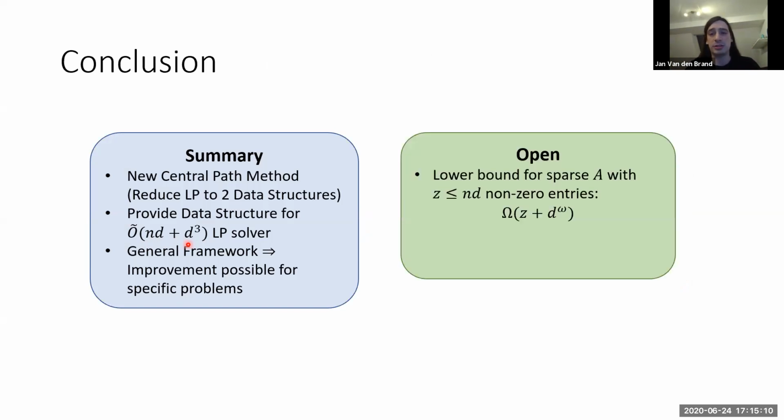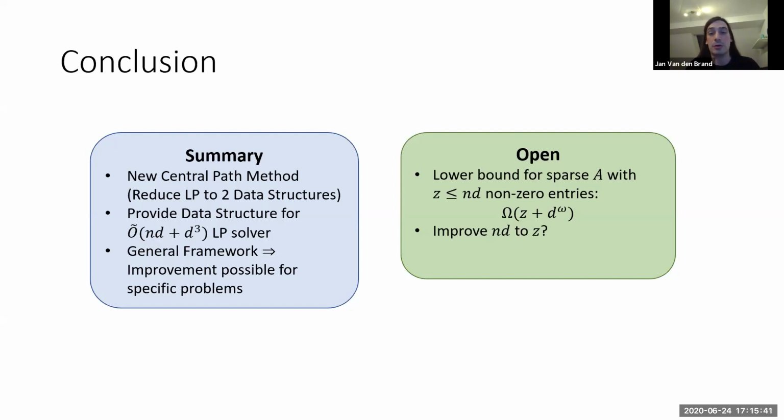For the open questions, one thing is that the actual conditional lower bound is that you need to read the input. So we have some z plus d to the omega time, where z is just the number of non-zero entries in your matrix. Now, if the matrix is dense, then this z is nd, exactly the same as our upper bound here. But it could be possible that you can improve this upper bound from nd to just have this z factor here.